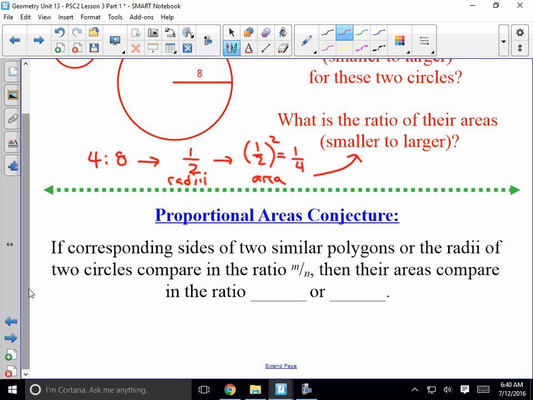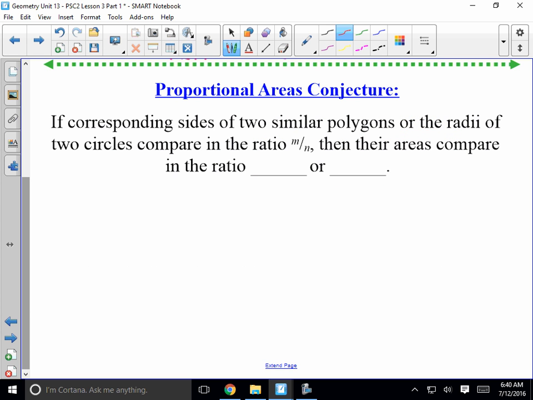So now, proportional areas conjecture. If the corresponding sides of two similar polygons or the radii of two circles compare in the ratio of m over n, then their areas compare in the ratio of m over n squared or m squared over n squared. Okay, so we usually don't leave it in this form. We want to get it to its simplest form when we are listing an answer for a problem.